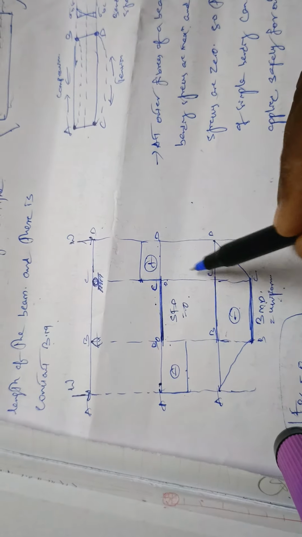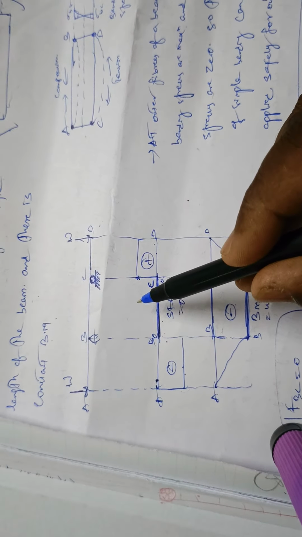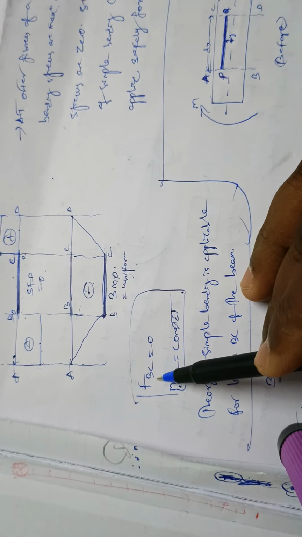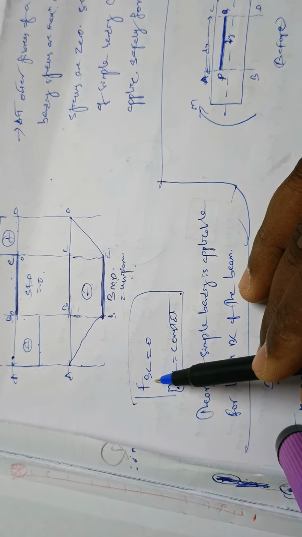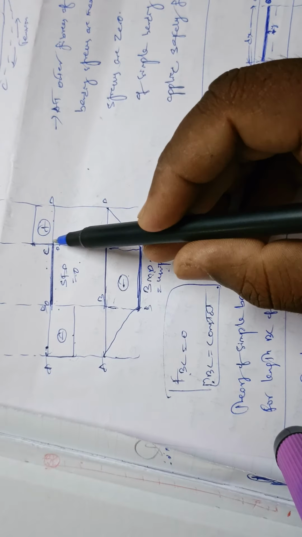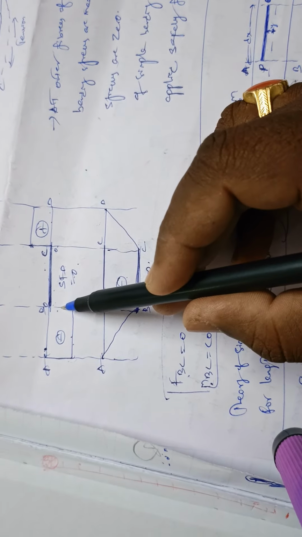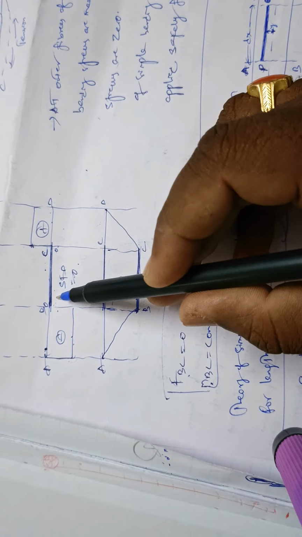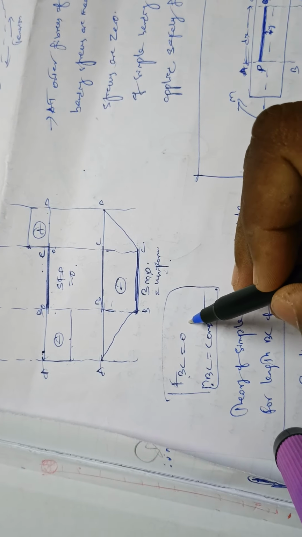This is only for this type of condition, for this type of beam. So coming to here, we can write it as F_BC, where F is nothing but shear force. We can write F_BC is equal to 0, where at B it is 0 and at C it is 0, so it is written as F_BC equal to 0.